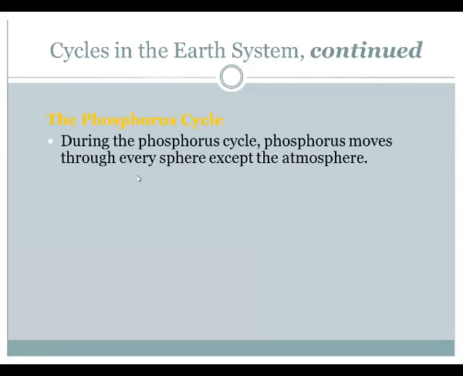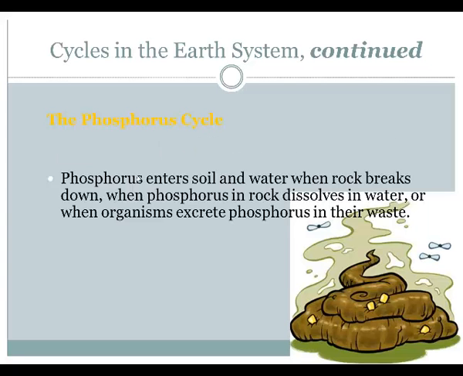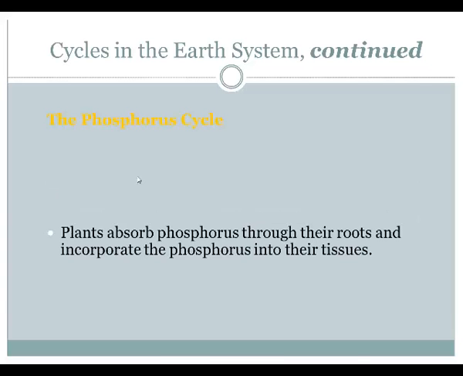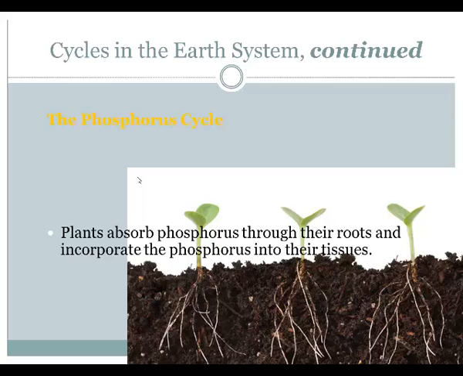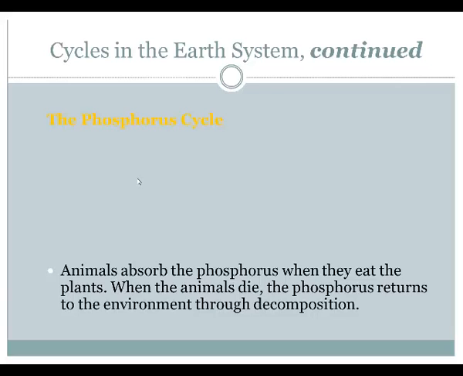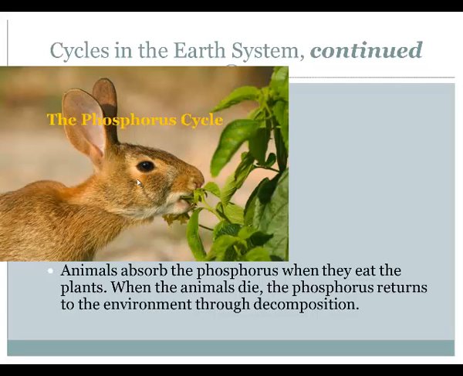Phosphorus cycle. During the phosphorus cycle, phosphorus moves through every sphere except the atmosphere. Phosphorus enters the soil and water when rock breaks down, when phosphorus in the rock dissolves in water, or when organisms excrete phosphorus in their wastes. Plants absorb phosphorus through their roots and incorporate it into their tissues. Animals absorb phosphorus when they eat the plants. When the animal dies, the phosphorus is returned into the environment through decomposition.